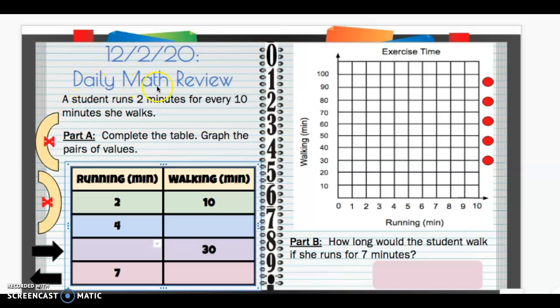All right, so for daily math review today, you have a student runs 2 minutes for every 10 minutes she walks. Part A says complete the table, graph the pairs of values. So you have for running in minutes and walking in minutes.